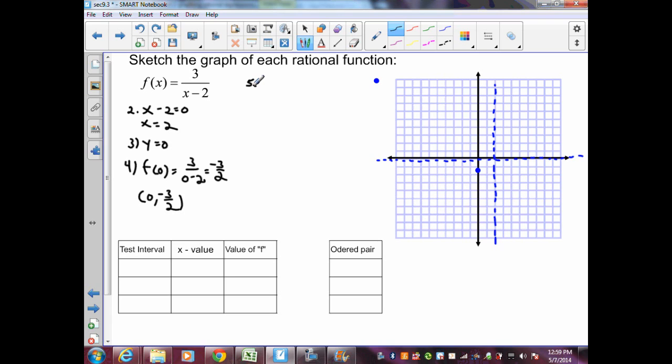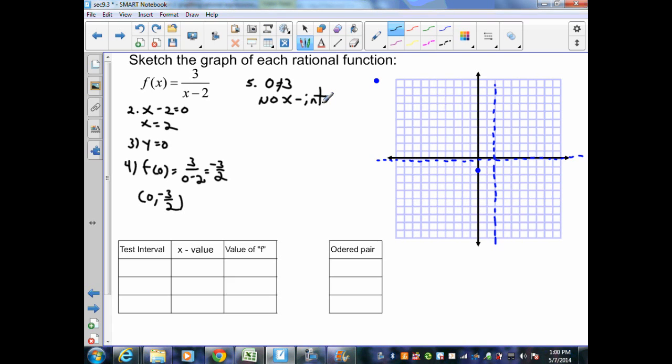I want to find my x-intercept. I just let f of x or y be 0. That eliminates my denominator, or 0 equals 3, which is not possible, so I have no x-intercepts.